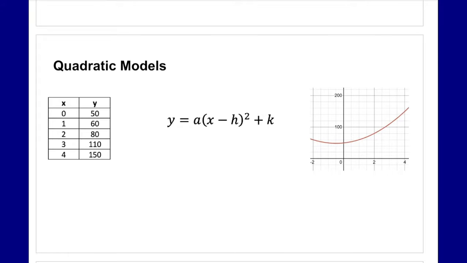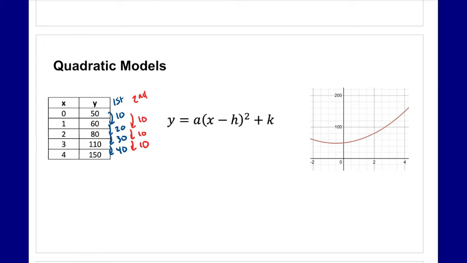For a quadratic model, when looking at a table of values, again, you check the first differences. In this case, going up by 10, 20, 30, 40. First differences aren't the same. It's not linear. So you check the second differences. In this case, they're going up by 10 each time. So that means it's quadratic.